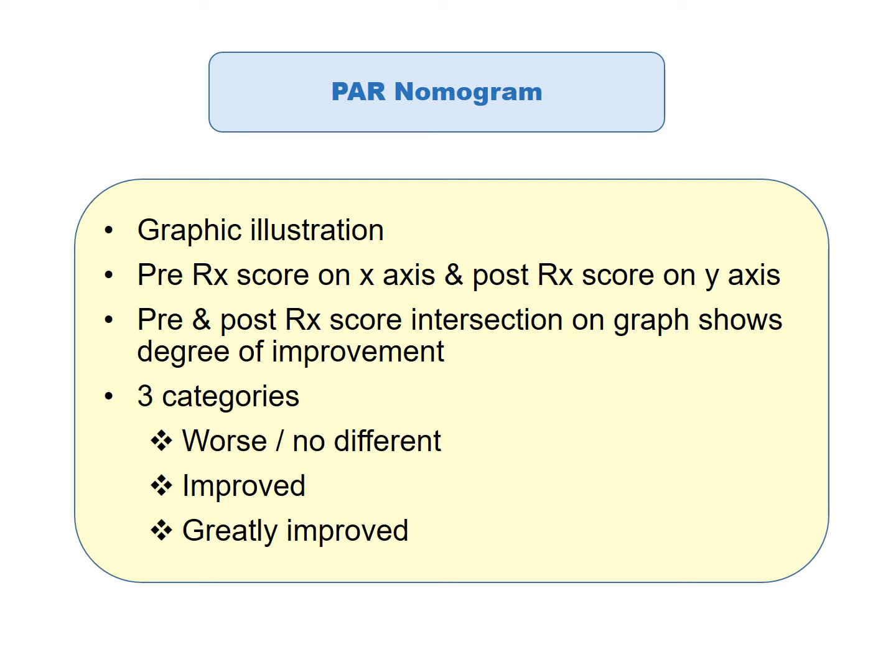Now, the nomogram is a graphical illustration whereby the pre-treatment score is recorded on the x-axis and the post-treatment score on the y-axis. Now, pre and post-treatment score intersection on the graph shows the degree of improvement, and there are three areas in the graph coinciding to: 1, worse or no different in improvement; 2 is improved result; and lastly is greatly improved.